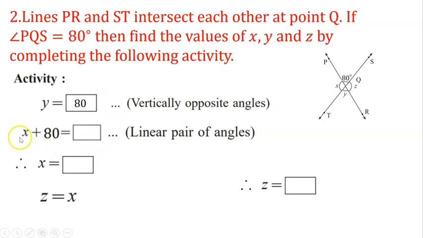Okay. Next, X plus 80. This X plus 80, these are linear pair angles and their sum is equal to 180. Okay. Now we'll find out the value of X.